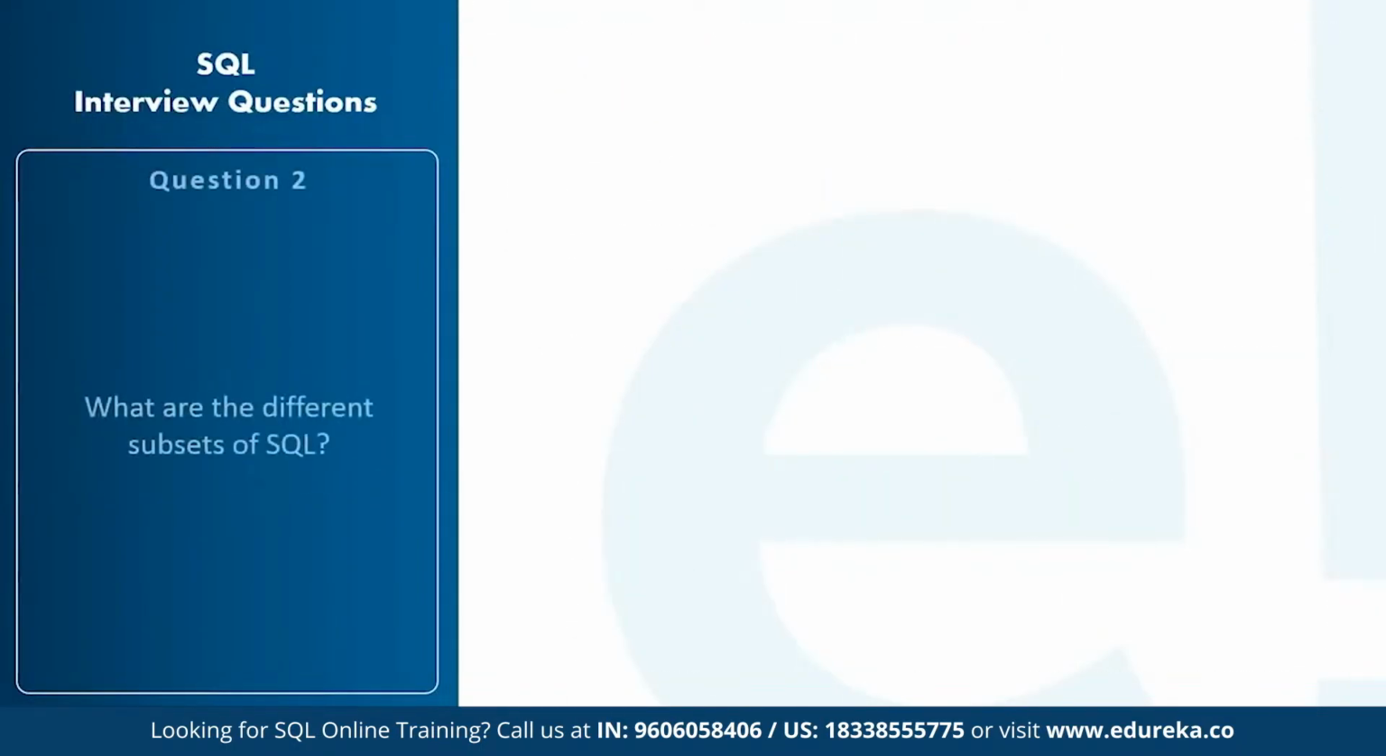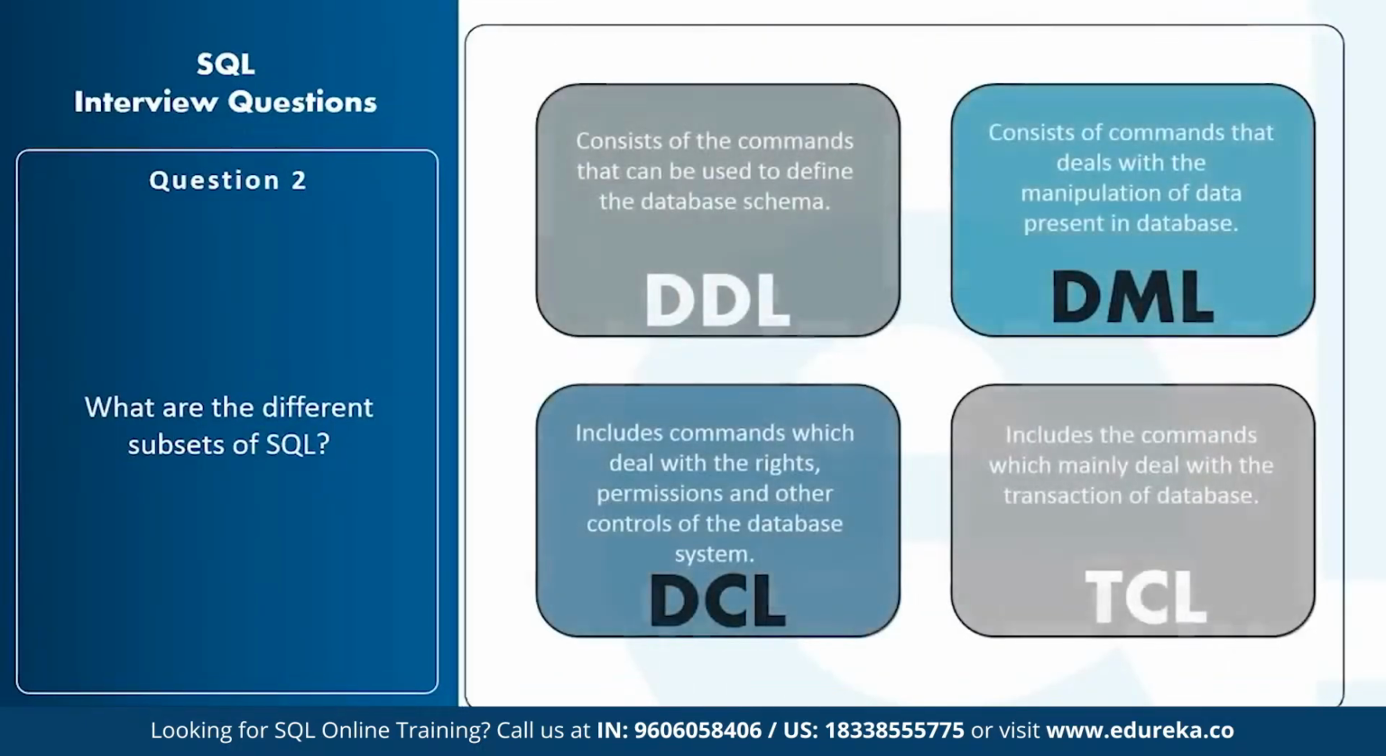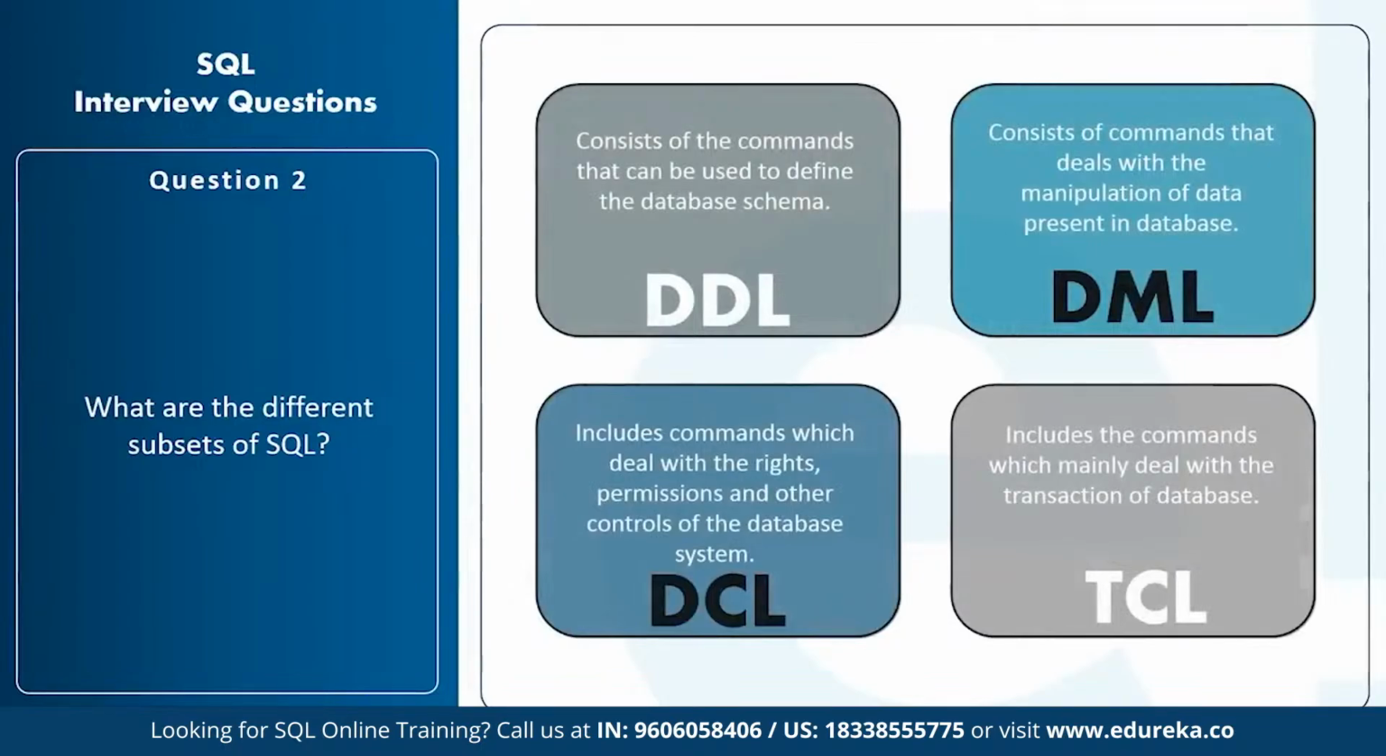Now moving on to our next question, what are the different subsets of SQL? The different subsets of SQL are mainly the data definition language, the data manipulation language, the data control language, and the transaction control language. Coming to the data definition language, this set consists of the commands that can be used to define the database schema. So whenever you want to define the database schema, you can use the commands from this language. The data manipulation language consists of all the commands that deal with the manipulation of data present in the database. For example, if you have n number of tables and you want to manipulate the data present in those tables, then you use data manipulation commands.